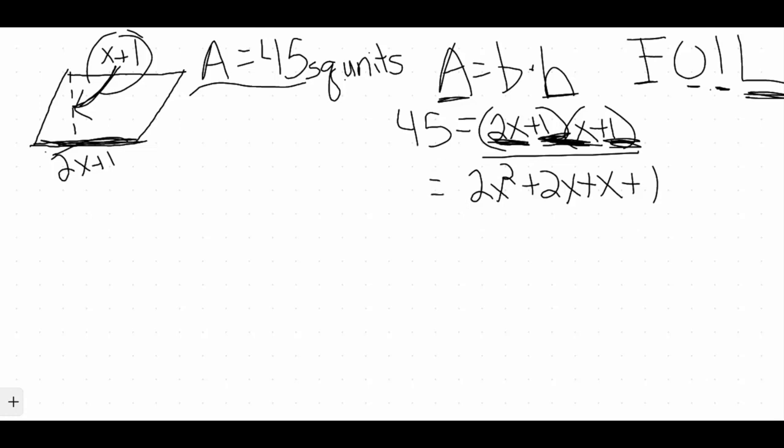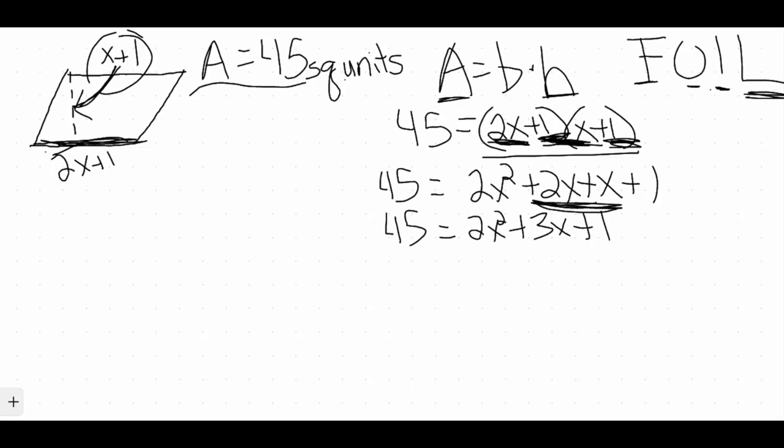And I'm just going to drop down that right-hand side because we're not doing anything with that quite yet. So there's just a little bit of simplifying that we need to do with this problem here. With the FOIL method, your two middle terms tend to be the ones that combine. So I'm going to go ahead and combine those. So I'm going to drop down the 2x squared. 2x plus x gives me a 3x. And I'm going to drop down that 1. And also that 45 that we have hanging out over there on the other side.